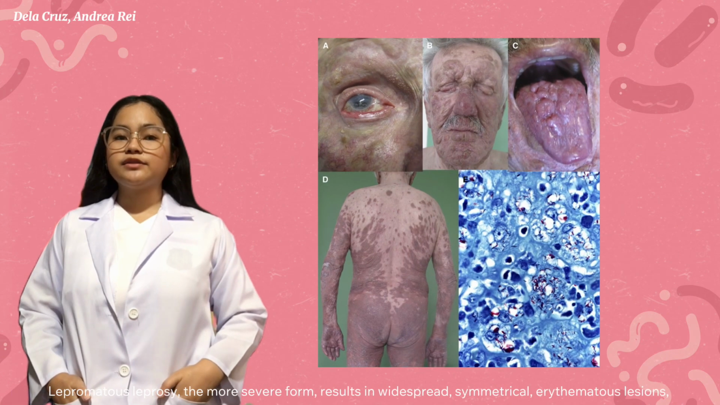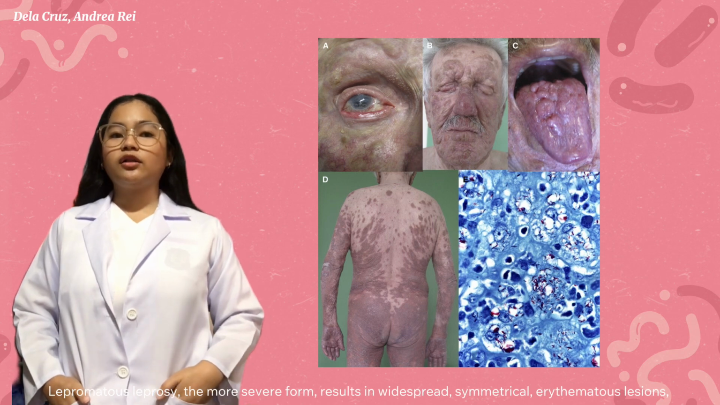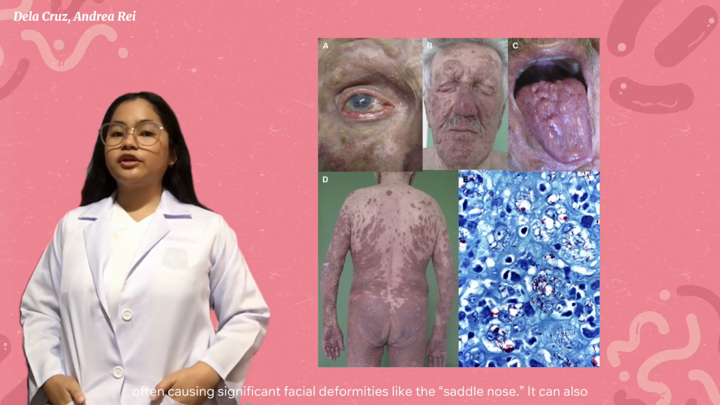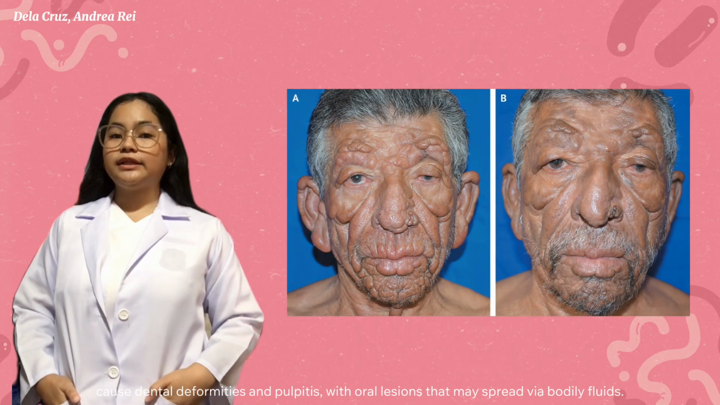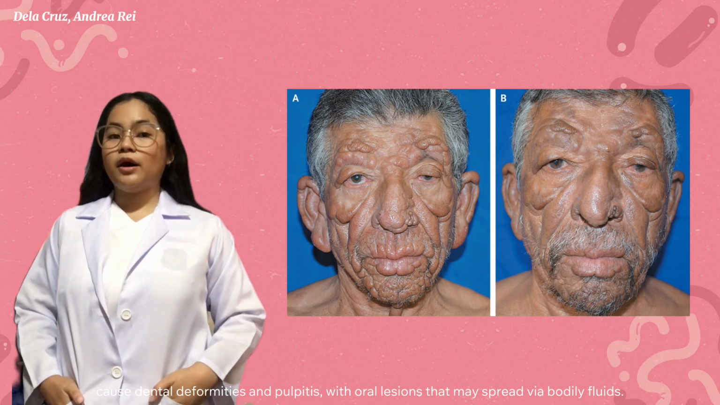Next is lepromatous leprosy, the more severe form, which results in widespread symmetrical erythematous lesions, often causing significant facial deformities like the saddle nose. It can also cause dental deformities and pulpitis, with oral lesions that may spread via bodily fluids.